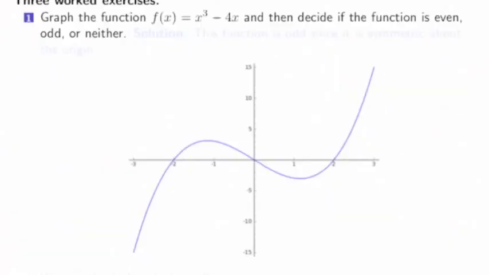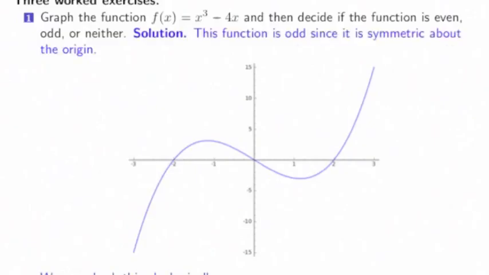Let's do some algebra without necessarily worrying about the graph. Consider the function f of x equals x cubed minus 4x and decide if the function is even, odd, or neither. Now if we look at the picture, the function is odd since it's symmetric about the origin. Here's the graph of it. But we could check this out algebraically.